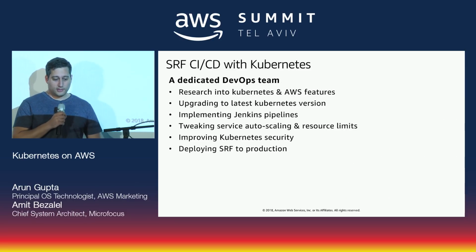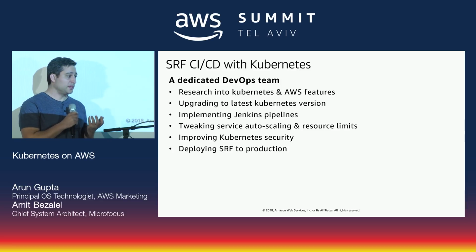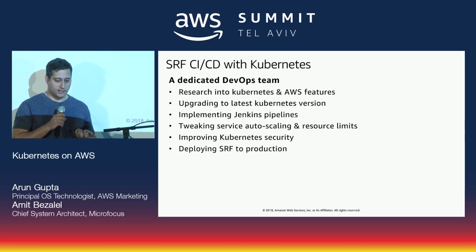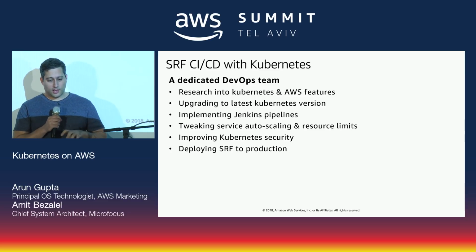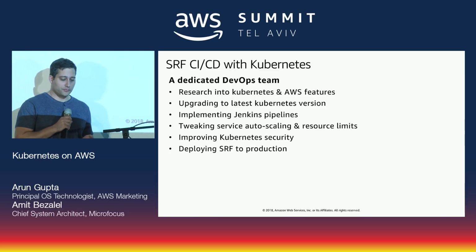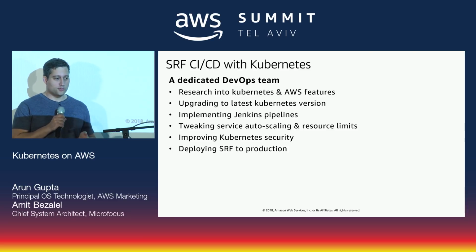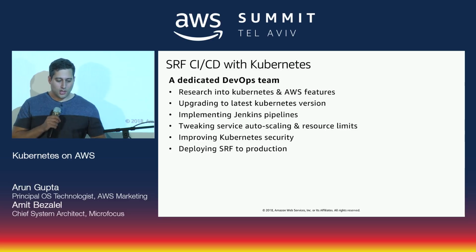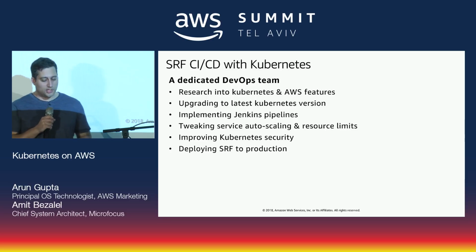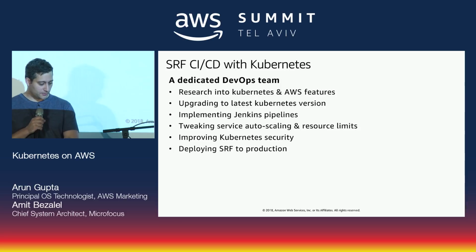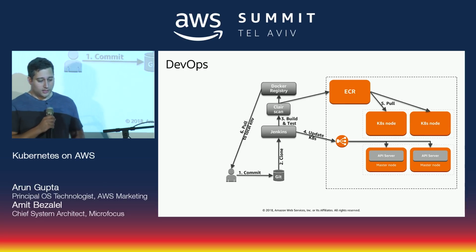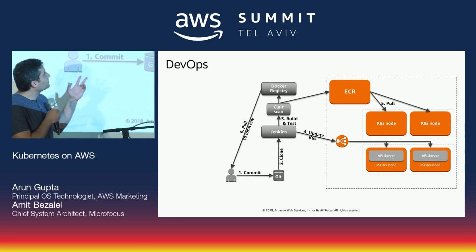Okay, so a dedicated DevOps team works on building all of these pipelines and creating the different builds, upgrading, implementing pipelines and Terraform for the infrastructure, tweaking all of the Kubernetes manifest files, and so on. Okay, the DevOps cycle looks something like this.